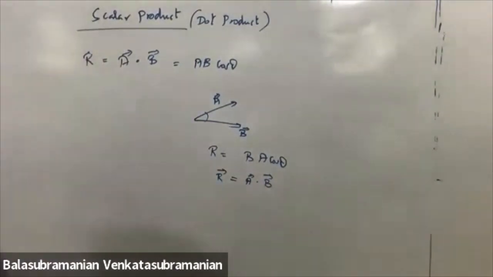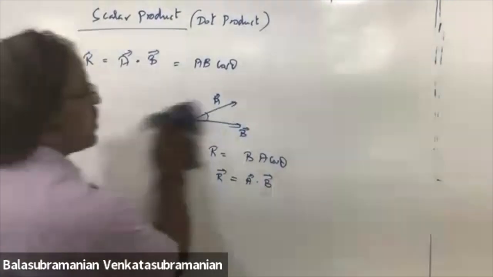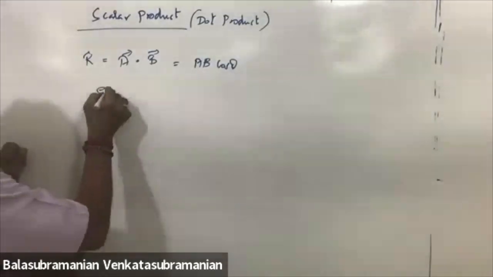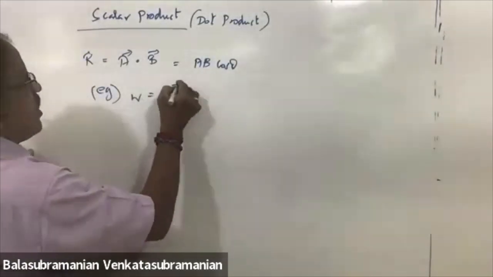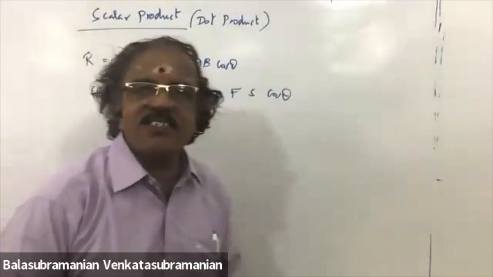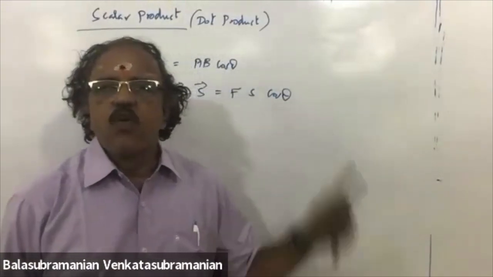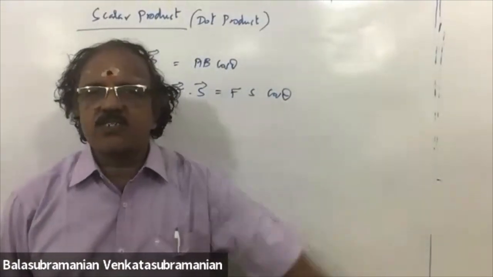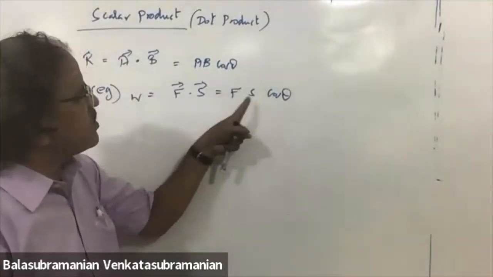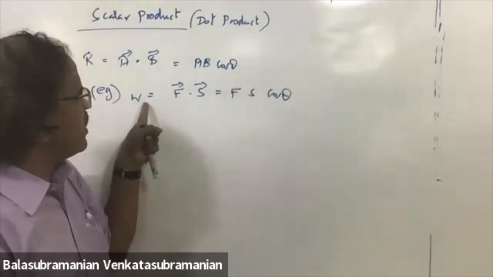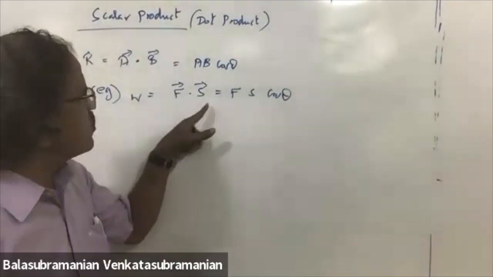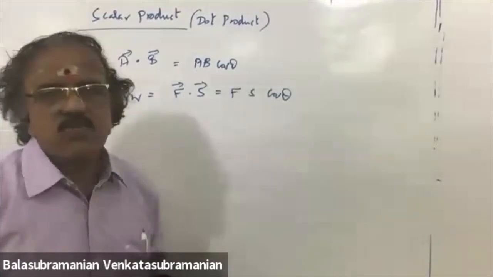So, what is the example, sir? Scalar product, what is the example? Work done. Formula F vector dot S vector, that is Fs cos theta. Work done is a scalar. Force and displacement are vectors. So resultant Fs cos theta, this is called work done, that is a scalar quantity. It does not depend on direction. Whereas force and displacement, both are vector quantities.